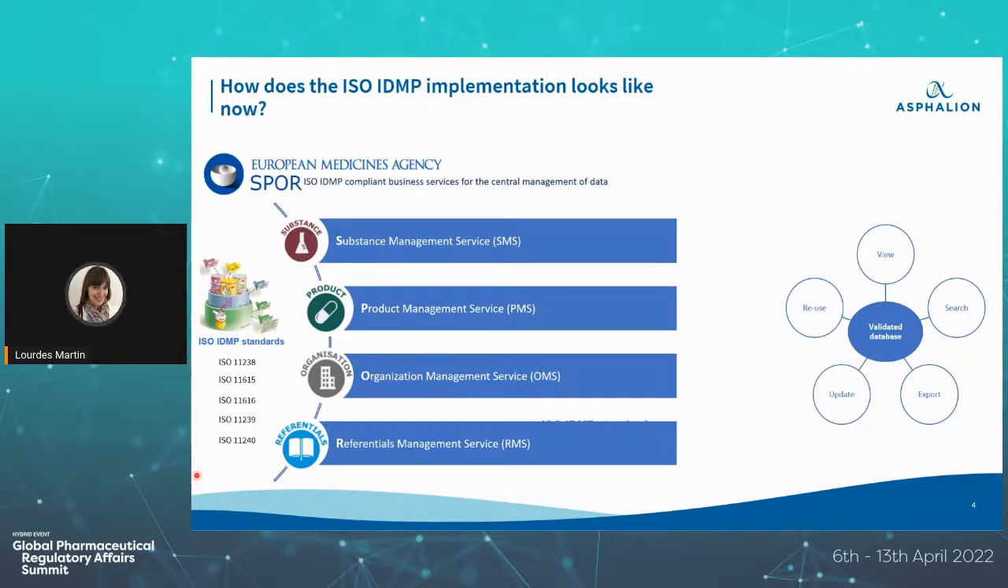But so far with SPOR, we know that it's being used for referentials and for organizations, so OMS and RMS are already fully working as the expected validated database, where you can view, search, export, update, and reuse data. So even though there are still lists to be created in RMS or information that needs to be corrected in OMS, they are already up and running.